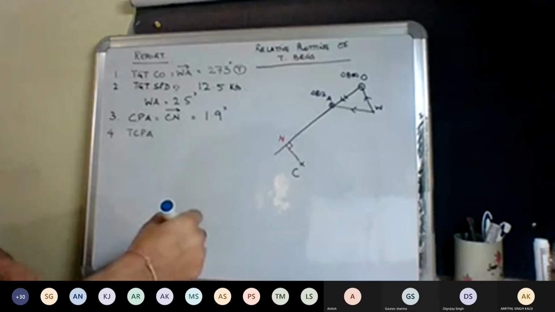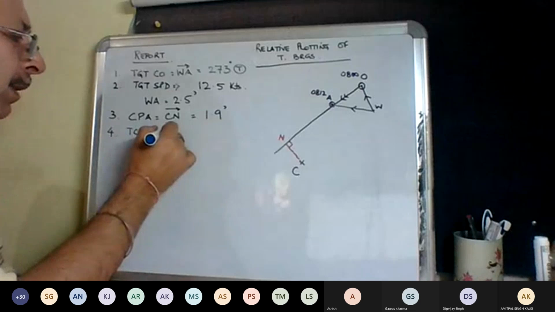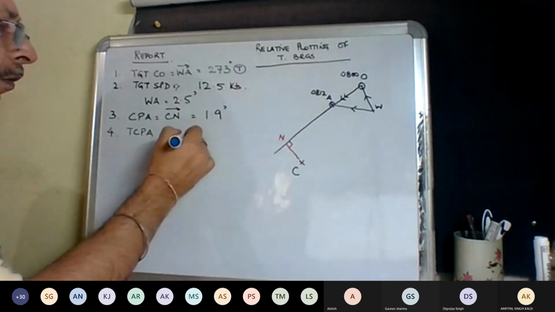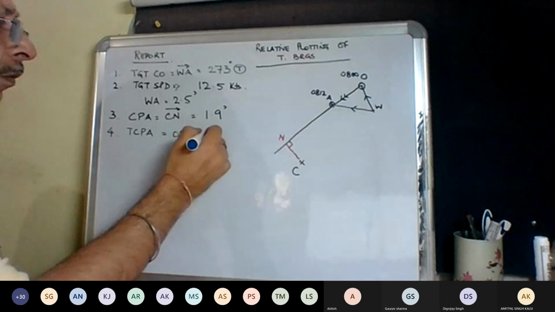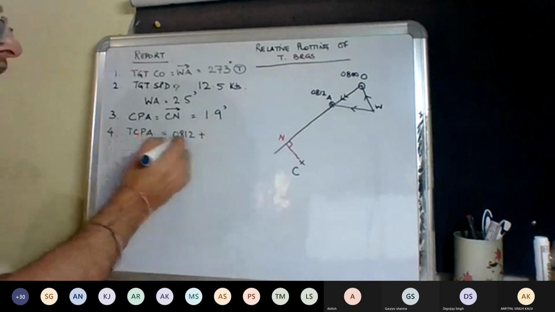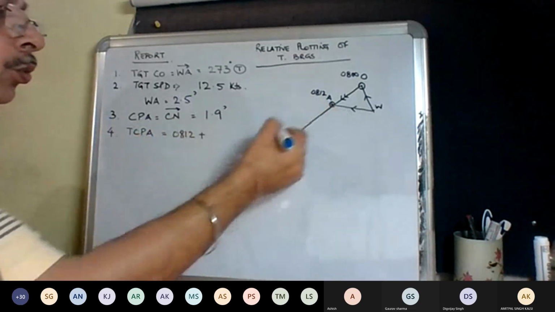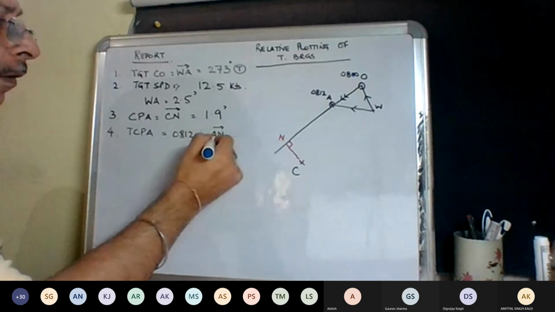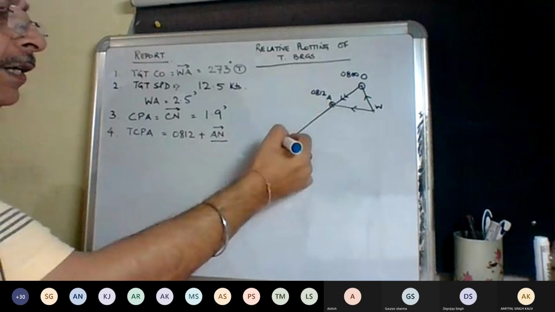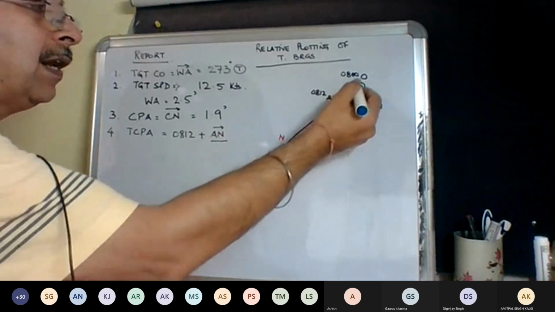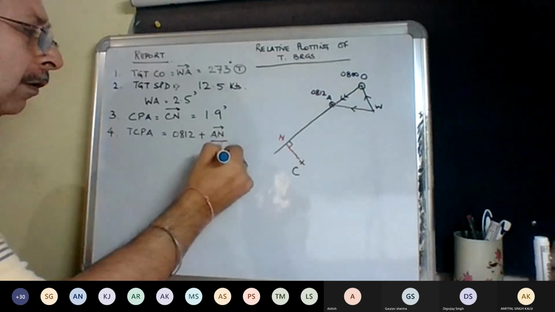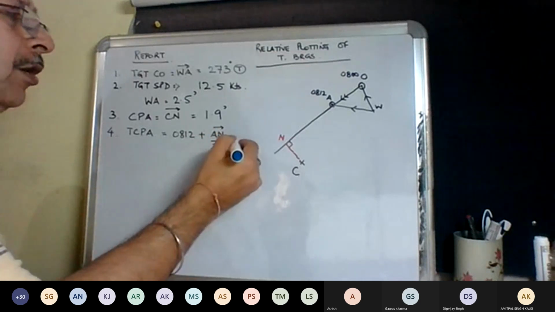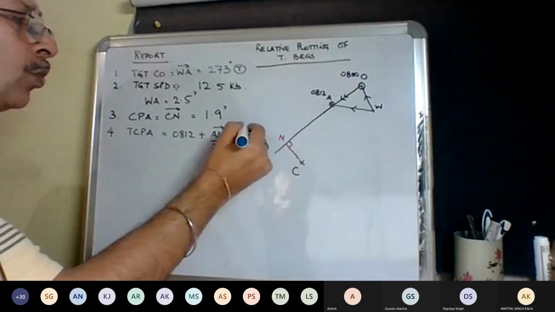Next is TCPA. TCPA is the last reported position, 812, plus distance to go, that is AN, divided by distance relatively traveled, OA, into common interval, that is 12 minutes.